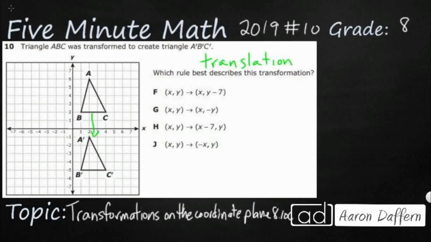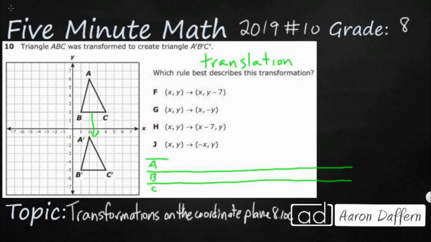So which of these are going to look correct? Well, let's just figure out what our original coordinates are, A, B, and C. Then let's see what all of these transformations show us. So we're looking for something that's just going to slide it down. So what's my original X and Y? A is 2, 6. B is 1, 2. C is 4, 2. We want to slide it down.